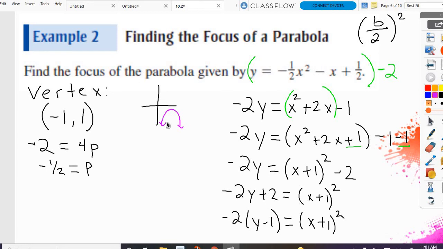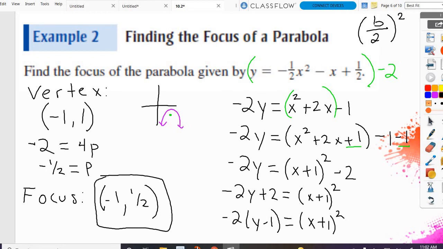Agreed? And we said that our focus has to be on the inside, right? So it would be below it. Agreed? So it's going to be the y value. Anytime that it opens up or down, we're going to add that p value to the y value. So what would we get? My negative 1 stays the same. And then if I add negative 1/2 to 1, we get just 1/2.